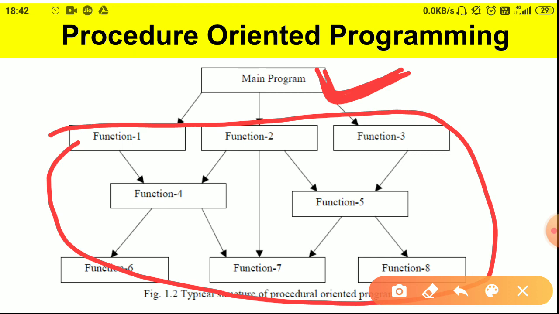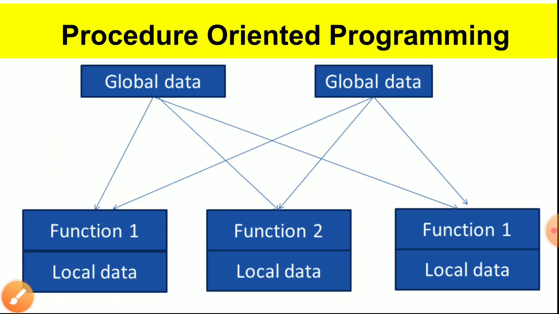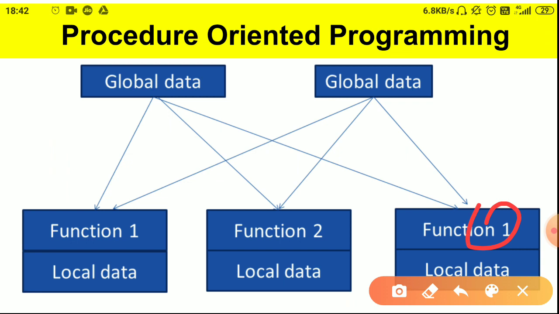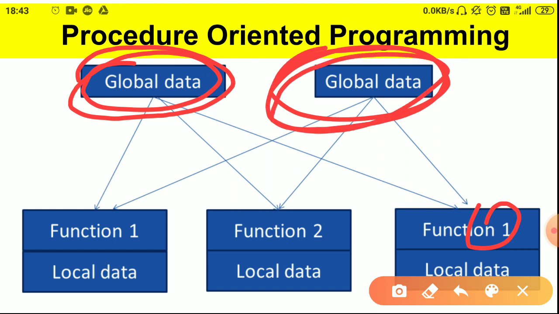Now let's go a bit deeper into this diagram and just focus on 3 functions: function 1, function 2 and function 3. In function 1 you can see there is something called local data. In function 2 also there is local data. Similarly, same is the case for function 3, and there is another kind of data called global data.